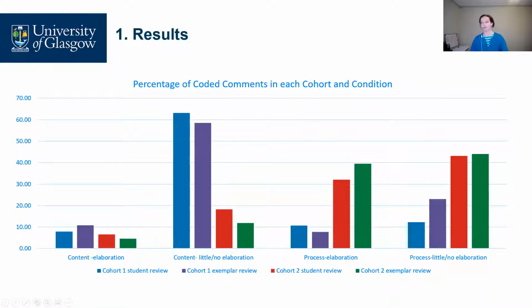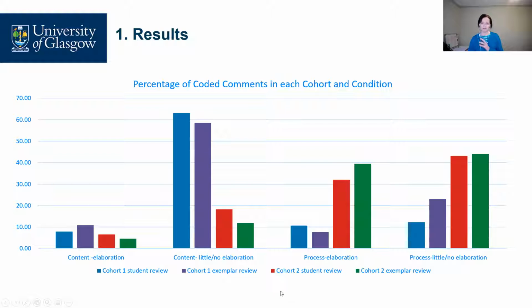Before I talk you through the results, to explain this graph. The blue and the purple bars relate to cohort 1, and cohort 1 blue, a student review, means that these were the comments that were generated after the peer reviews, after they looked at other students' work and then evaluated their own according to the rubric. The exemplar review is when the students evaluated the exemplar and then evaluated their own work in relation to that. And these are the comments for that.